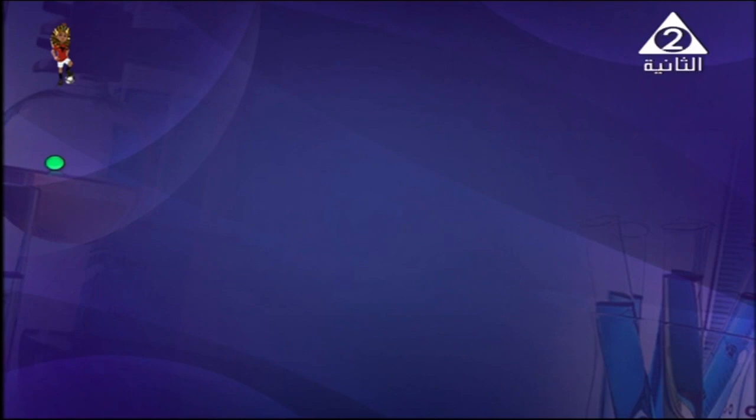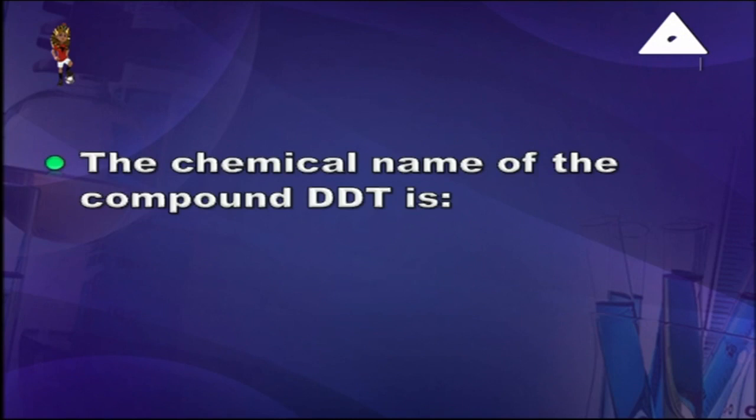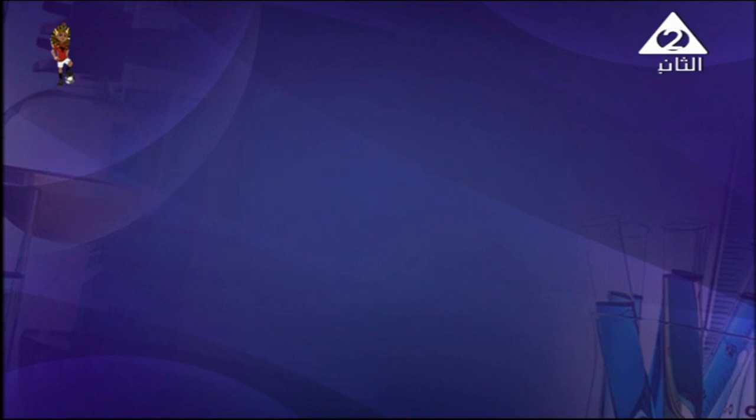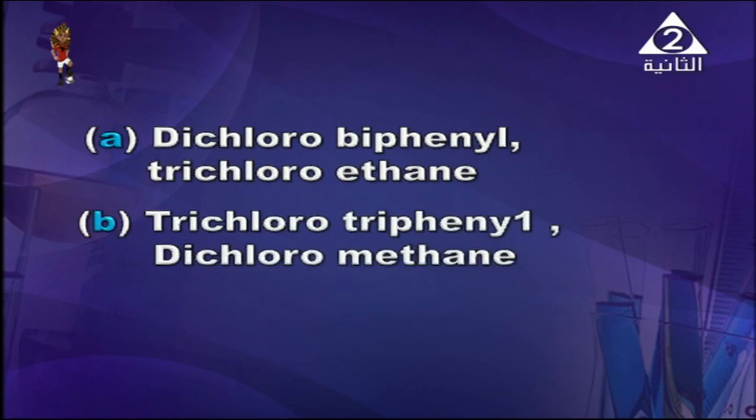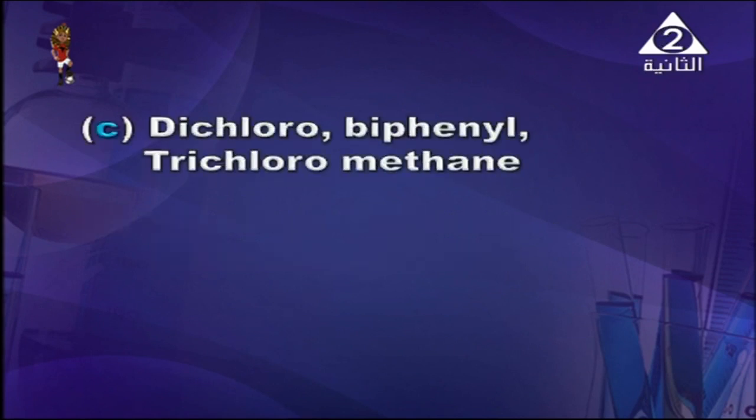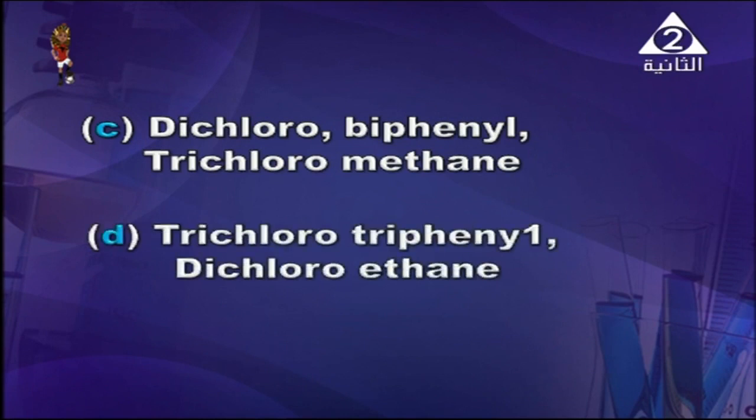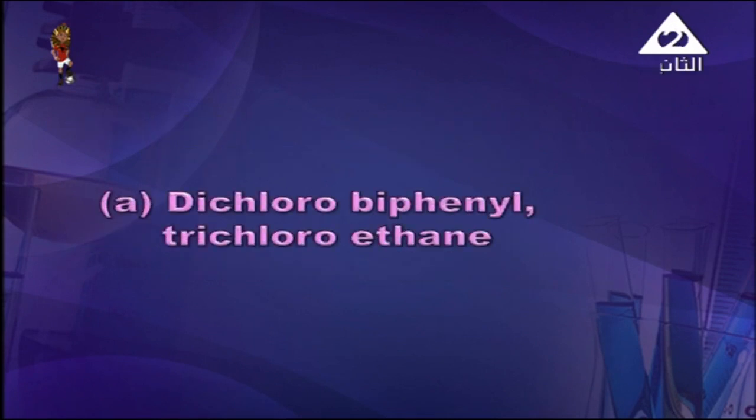It's a difficult question. When I say the chemical name of the compound DDT, what is DDT? The first option: dichloro, diphenyl, trichloroethane; or trichloro, triphenyl dimethane; or dichloromethane; or dichloro, diphenyl trichloromethane; or trichloro, triphenyl dichloroethane. DDT means here dichloro, diphenyl trichloroethane. The answer is number 1. Look at this, it's very important.